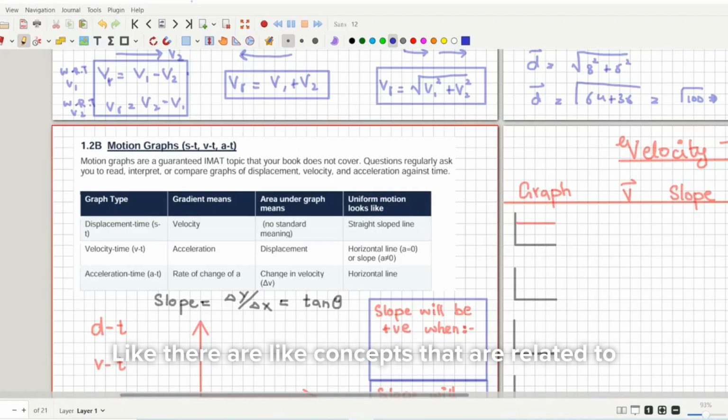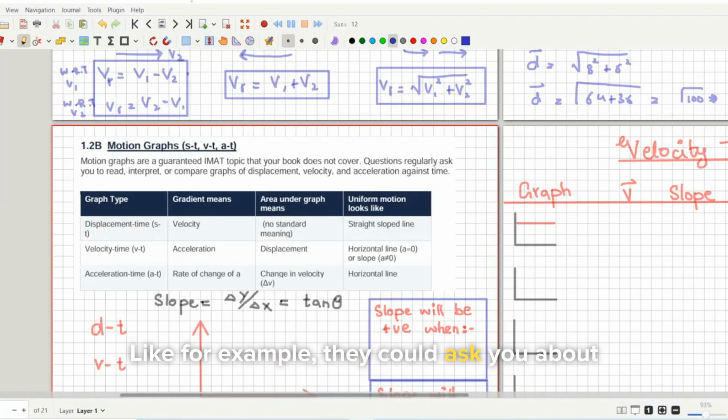There are concepts that are related to motion graphs. For example, they could ask you what is the gradient or slope of displacement, what is the gradient or slope for an acceleration time graph. They won't be giving you direct graphs, they will ask you questions about graphs, because the IMAT questions have shifted from diagrams to statements. There are not many diagrammatic questions in IMAT, but we are still going to be discussing and covering this topic because we don't need to leave any concept behind.